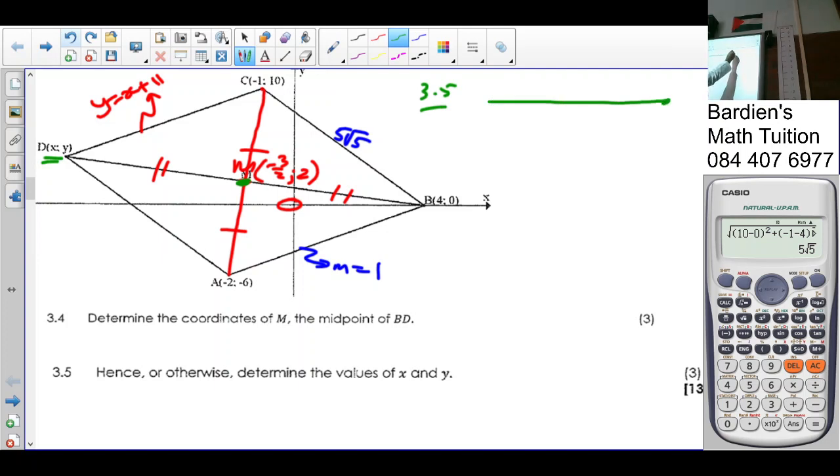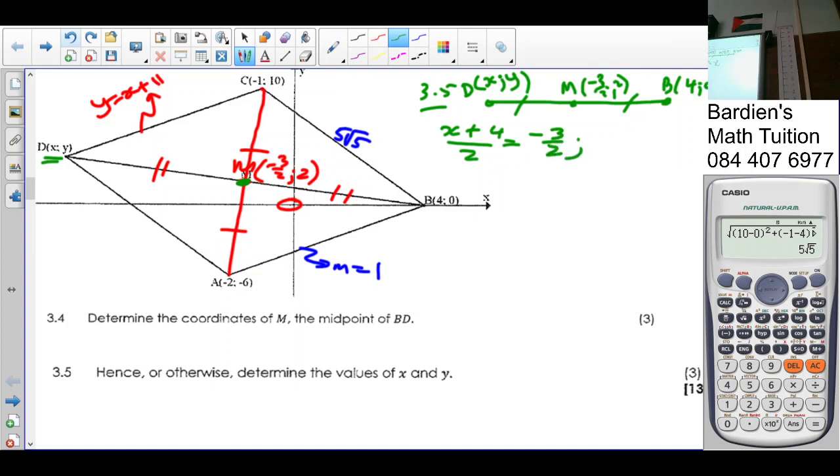So remember, we have the one point which is B, 4 and 0. We got now M, which we've calculated to be -3 over 2 and 2, and then D, which is x and y. Okay. Remember, that is the midpoint we're working with. So it's going to be x plus 4 over 2 is equal to x mid, which is -3 over 2. I'm using the midpoint formula. y, plus 0 over 2 is going to be y mid, which is 2. Okay.